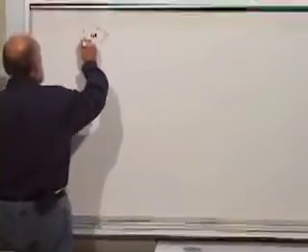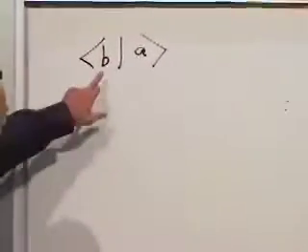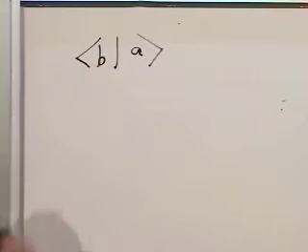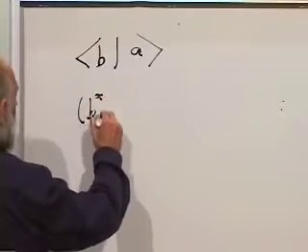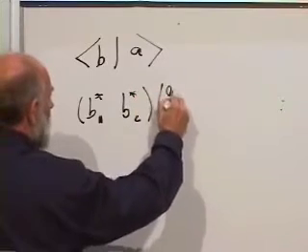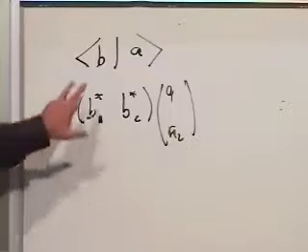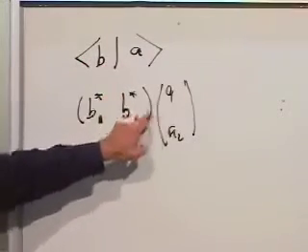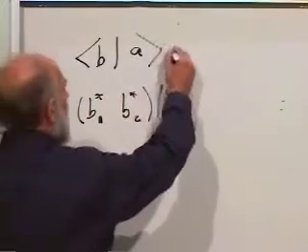of A with B. Now remember, when you form the row vector B, you use the complex conjugate elements. This is equal to B star 1, B star 2, complex conjugate, times A1, A2. The first theorem is that if you interchange A and B, that will put the A's here and the B's here. What do you get?